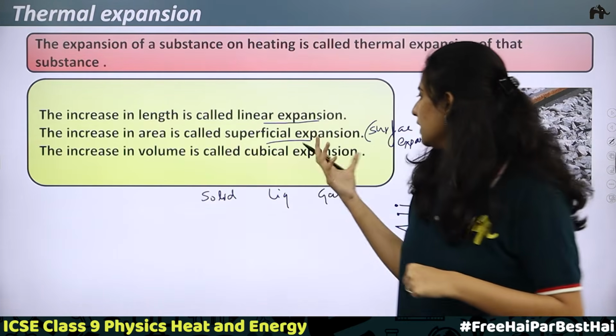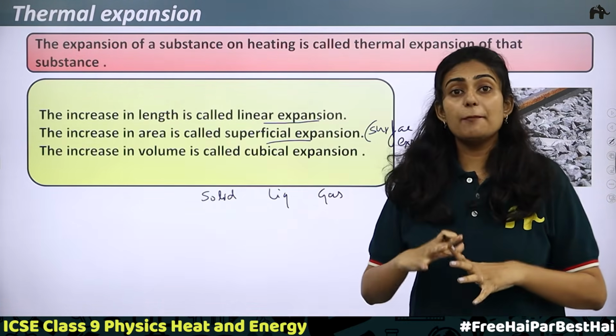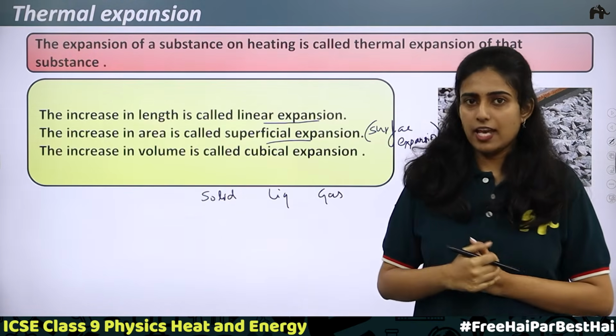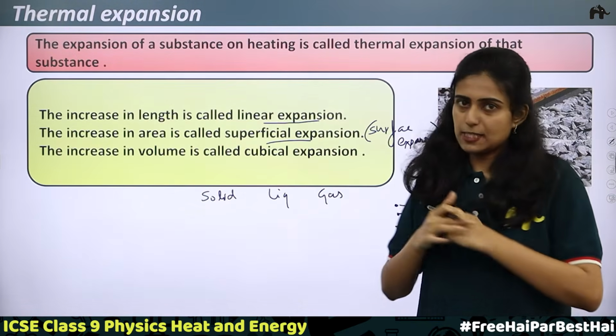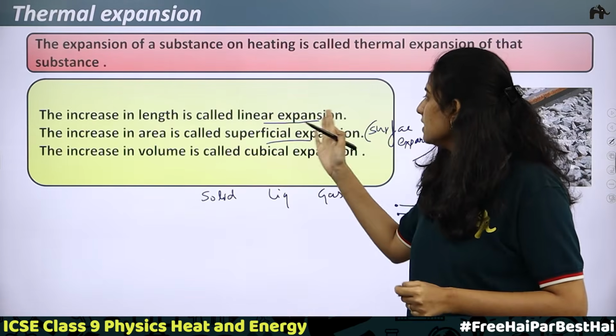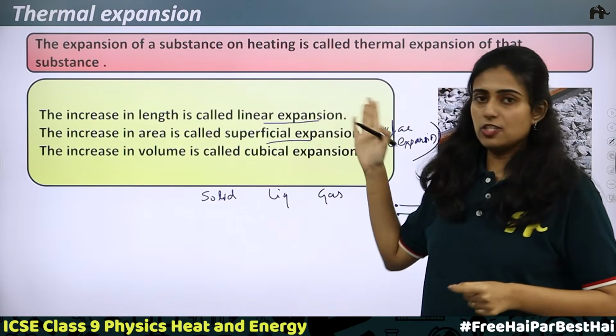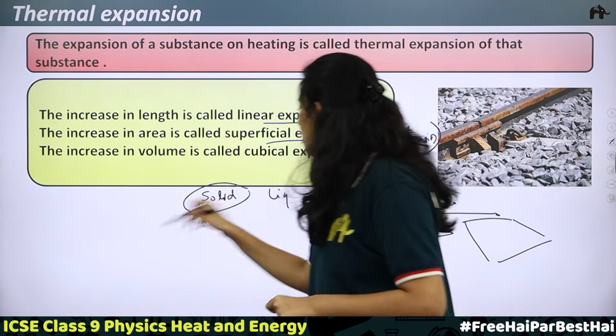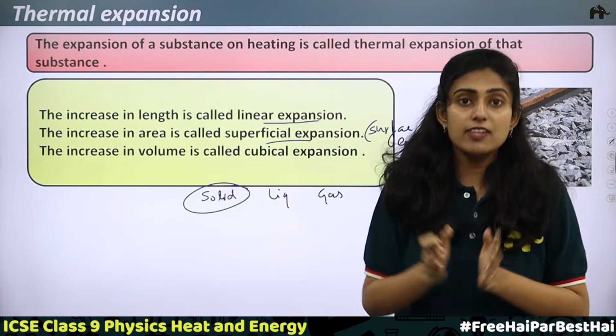Now, what will be cubical expansion? That is a complete increase in the volume. Okay, this is called cubical expansion or volume expansion. Now, this linear expansion and superficial expansion or surface expansion is possible only in the case of solids. Why? Because they have a definite shape.